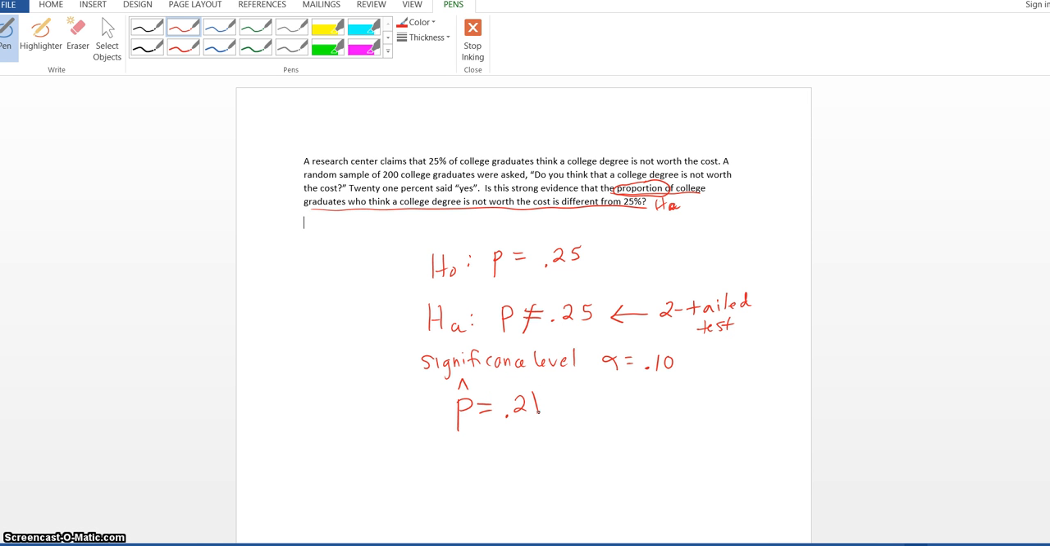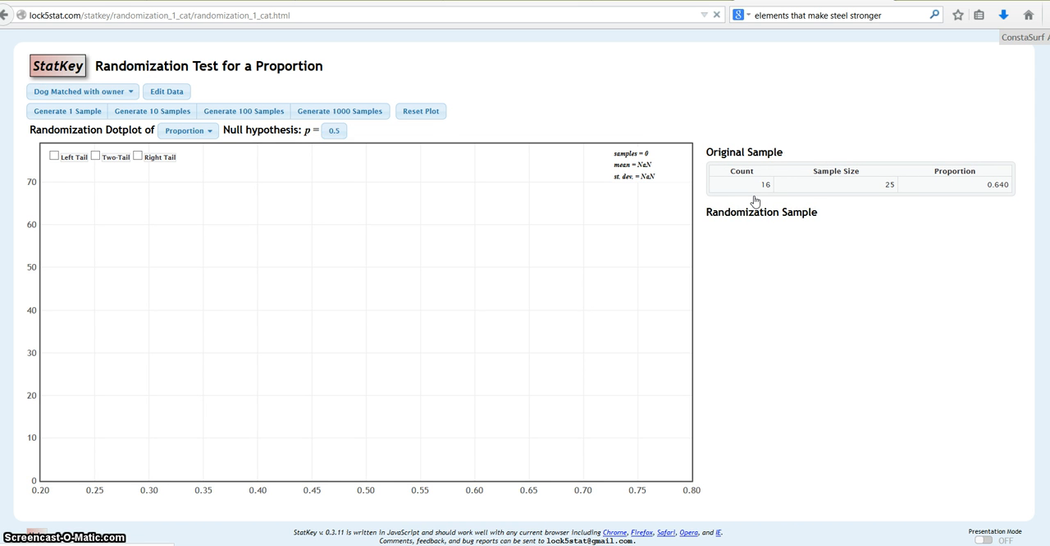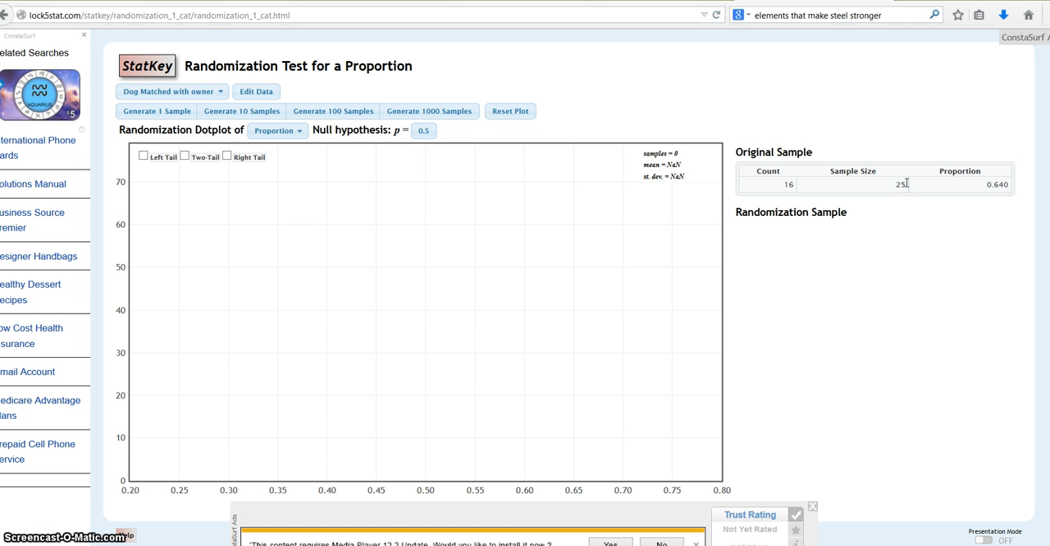Okay, let's go into StatKey. Now, once again in StatKey, I'm doing a randomization hypothesis test, so I know I'm going to be looking in this area. My hypotheses are about just one proportion, so I'm going to click here for test for single proportion. My original sample that's in here is 16 out of a sample size of 25. That is not reflecting my sample, so I need to edit the data.